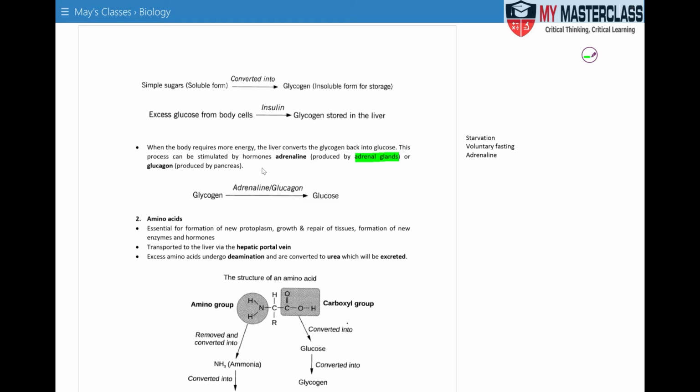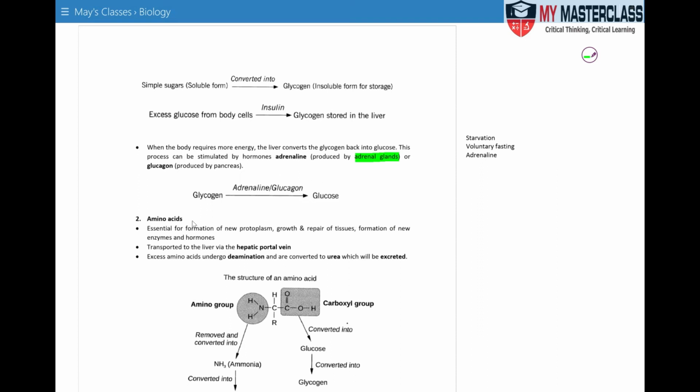So when the body readies itself for additional action to be taken, you need more energy. So how do you get more energy? You get it from glucose. So your body is now going to convert all this stored glycogen into glucose, which is then utilized by the cells. Okay, so that wraps up the component on glucose.